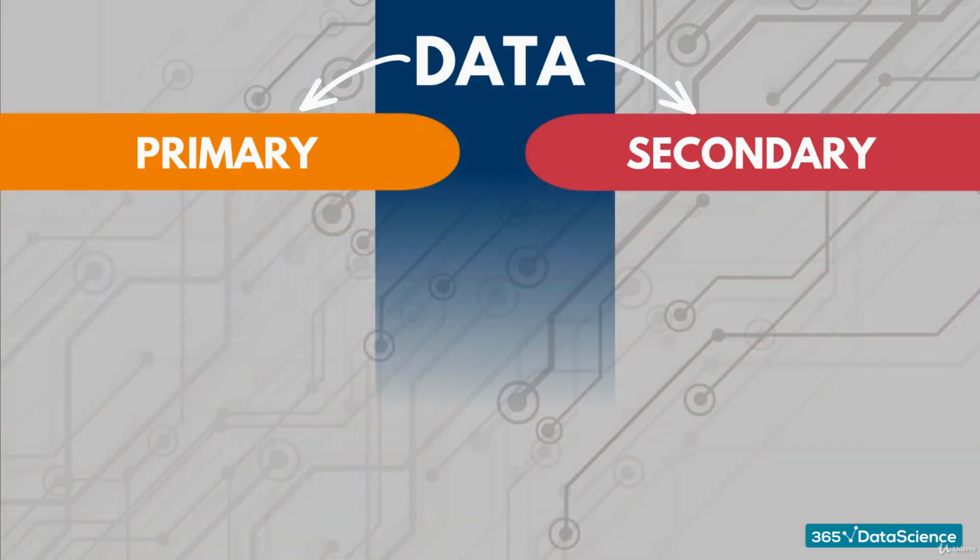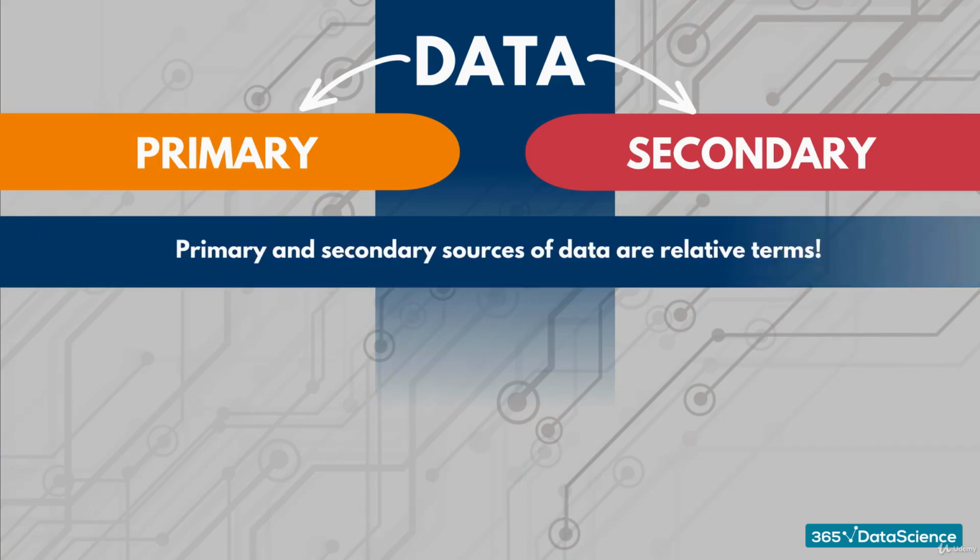It is important to realize that primary and secondary sources of data are relative terms. All of the datasets that you've seen and used in this course are secondary data for you. However, from our point of view, some are primary because we've created them, and others are secondary because we've acquired them from a third party.